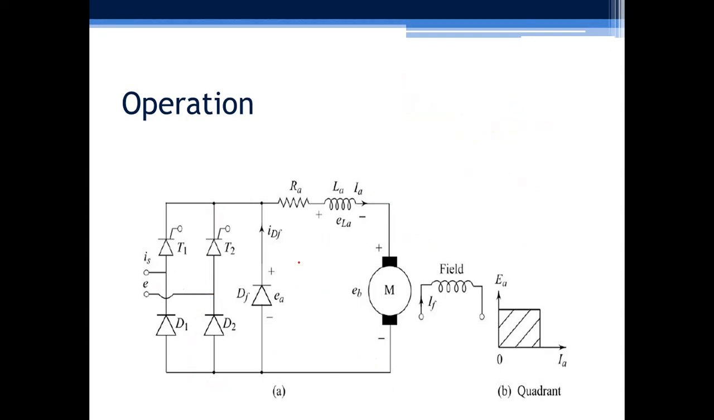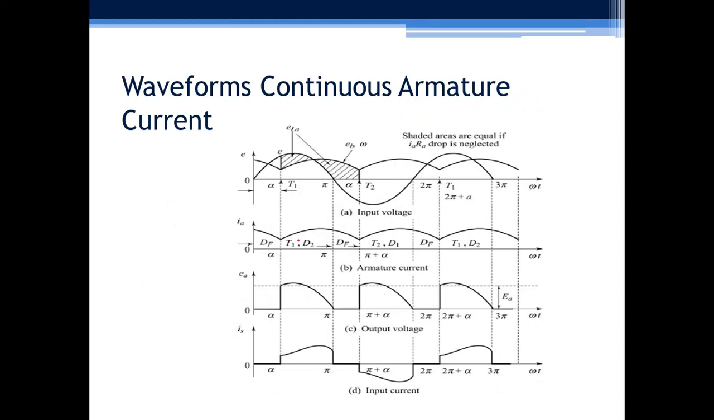So if we summarize the operation, we can see that from 0 to alpha no devices are conducting. From alpha to pi T1 and D2 are conducting. Here inductor stores the energy and inductor current increases. During this case output voltage is equal to Vm sin omega t, and power is flowing from source to the load. And from pi to pi plus alpha freewheeling action takes place. Here diode DF starts conducting and load voltage is 0 but current is non-zero.